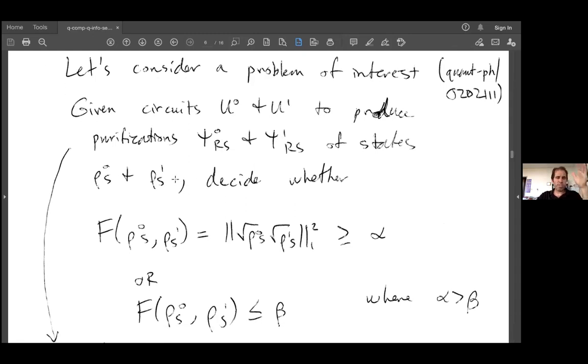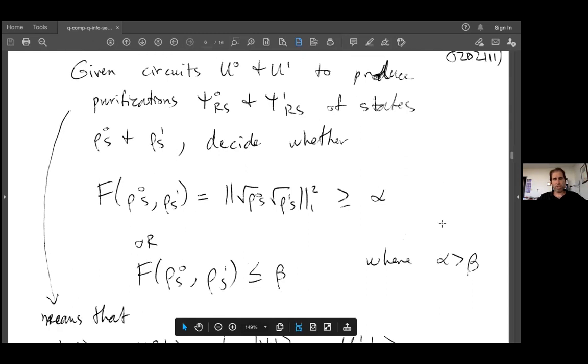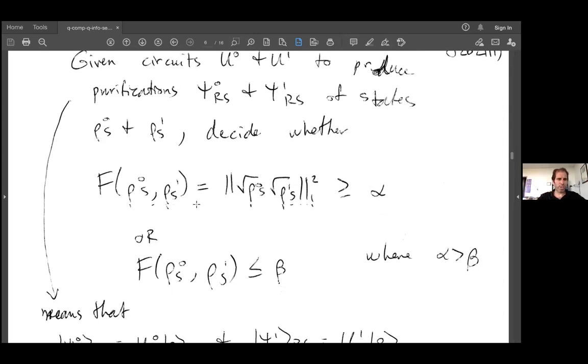So the computational problem is, given descriptions of these circuits, so the circuits are specified as a list of instructions, right? A list of quantum logic gates that you concatenate together. You want to decide whether the fidelity of these states is greater than a threshold alpha or below a threshold beta, where alpha is strictly greater than beta. We just think of them as constants for simplicity. And the constants will be between 0 and 1, okay?